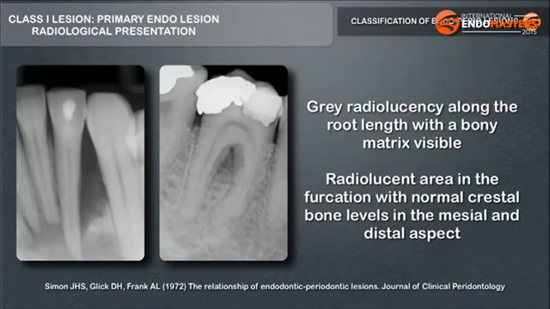Here are summarized some of the main radiological characteristics of the class 1 lesions. As you can see in the first radiograph, different levels of bone loss may be apparent depending on the avenues of fistulization. When a sinus tract runs from the apex through the periodontium along the mesial or distal root surface to exit at the cervical line, this appears as a radiolucency along the root length. It is not a totally dark radiolucent area, instead a grayish one with a bony matrix visible. In the second radiograph, you can see a radiolucent area in the furcation with normal crestal bone levels in the mesial and distal aspect.